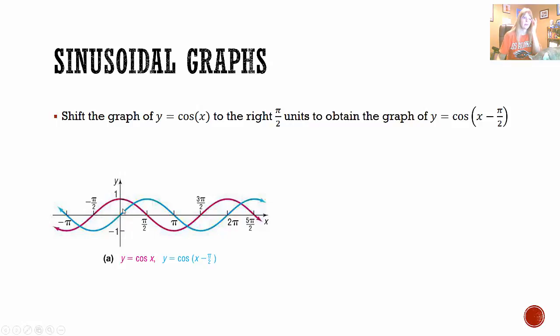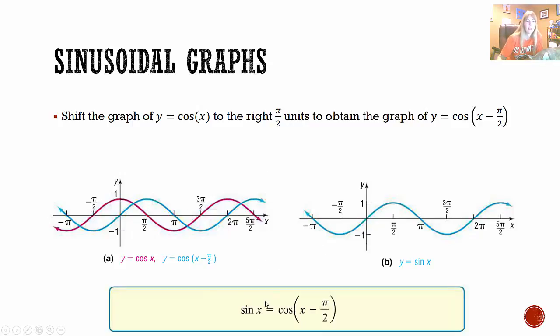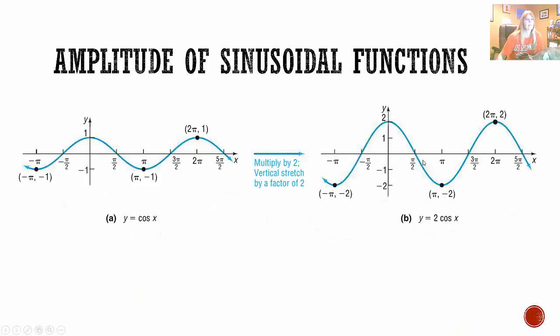If I take this function and I pick it up and move it pi over 2 units to the right, notice if I pick it up and move it, I'm actually on the sine function. So this is kind of a cool deal that the sine and cosine functions definitely have something in common. They're simply a shift, in this case a horizontal shift to the right, pi over 2 units, and then you get the same function.